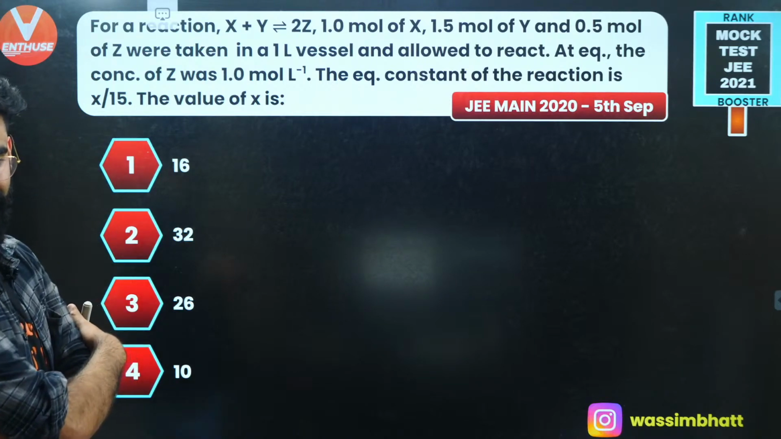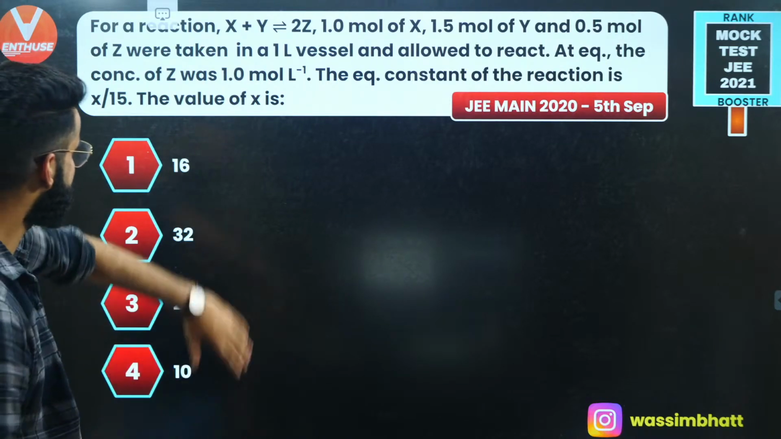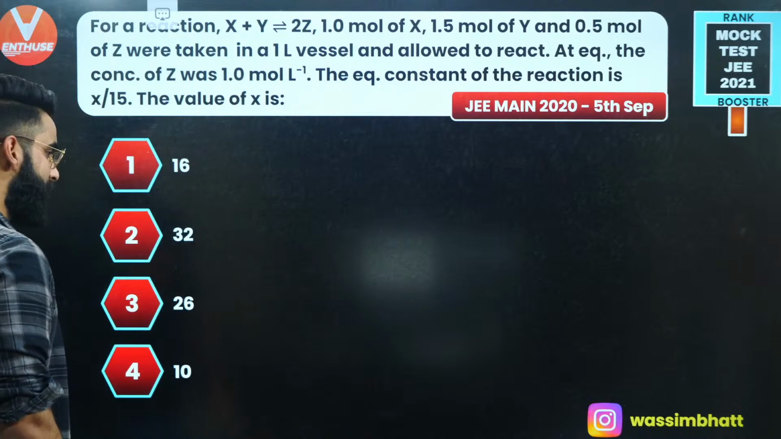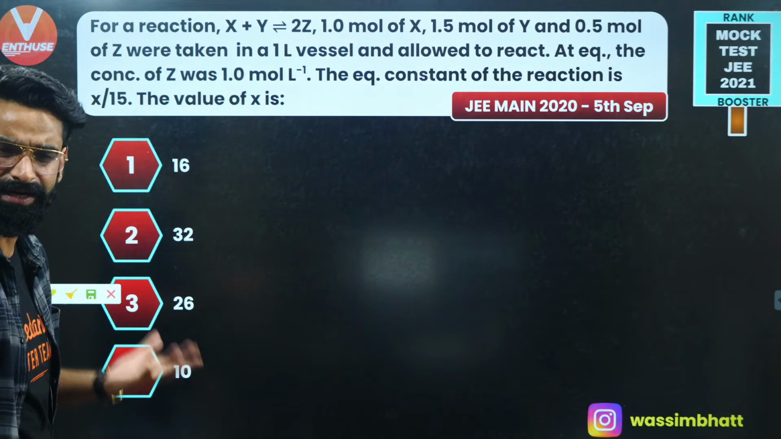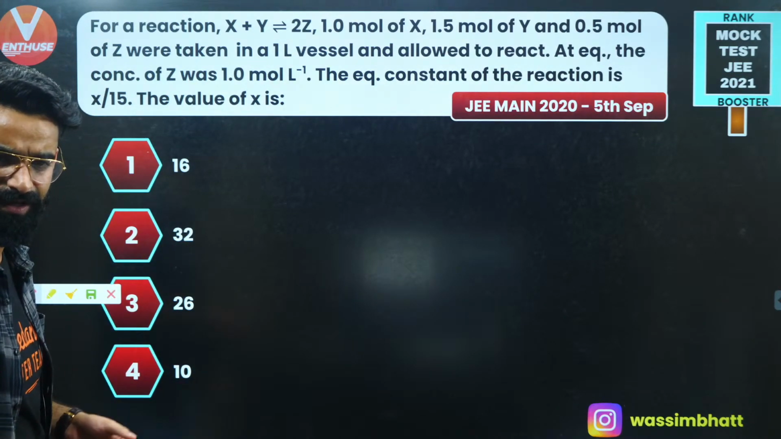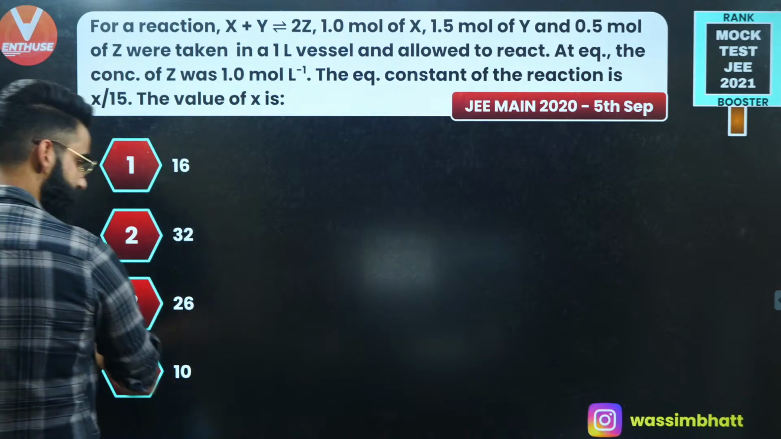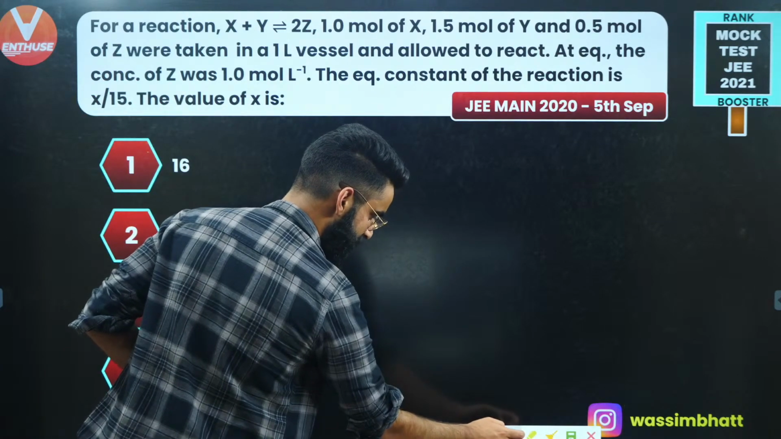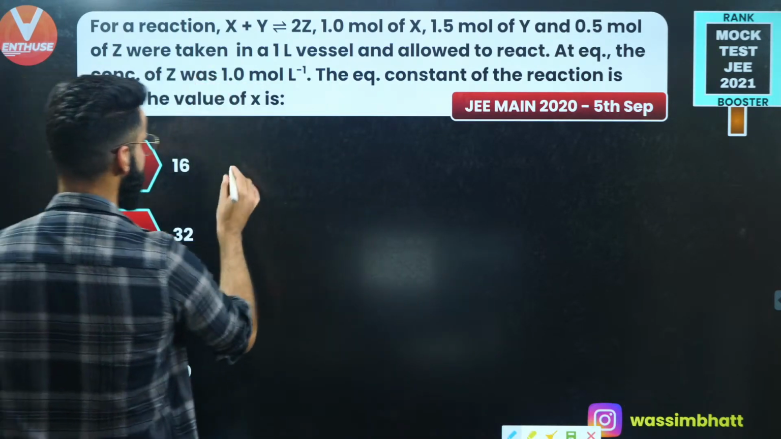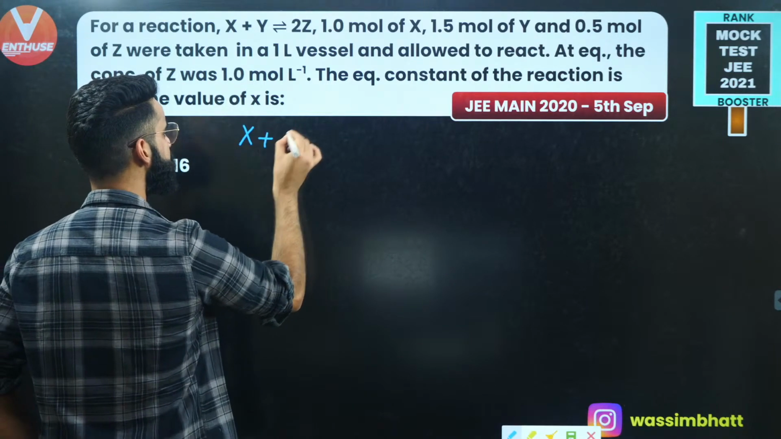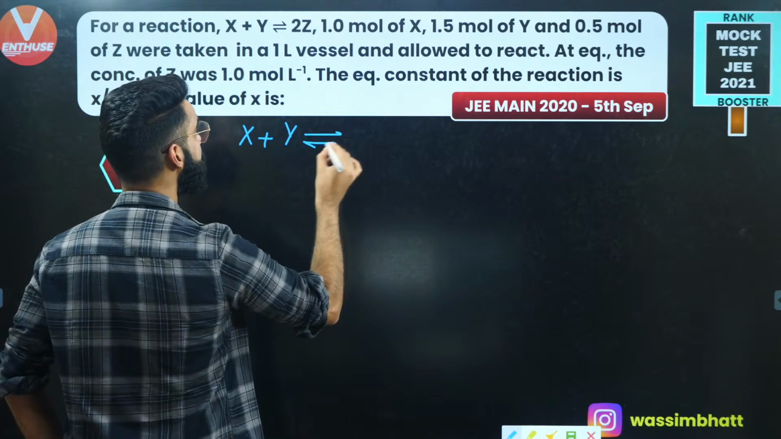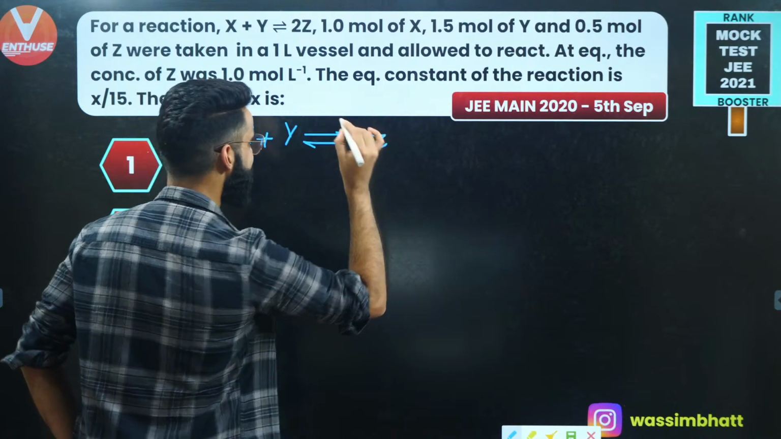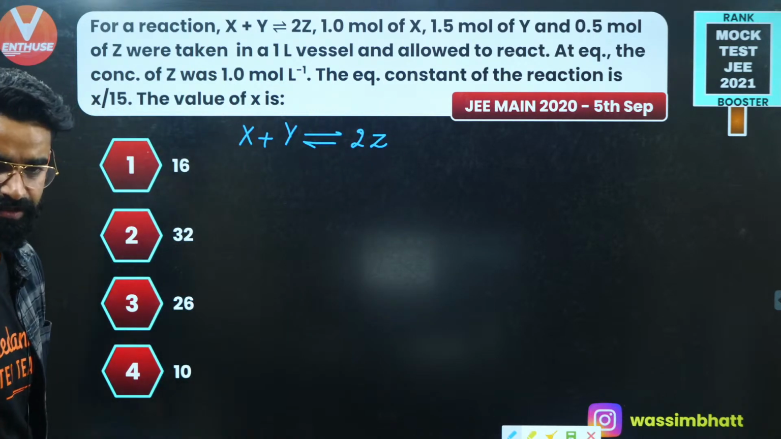Perfecto. See guys how this question is to be solved. There's a bit of calculation needed in this question. Then it's done. See what the question says. Understand properly. I'm given a reaction. The reaction is X plus Y is in equilibrium with 2 times Z, right?